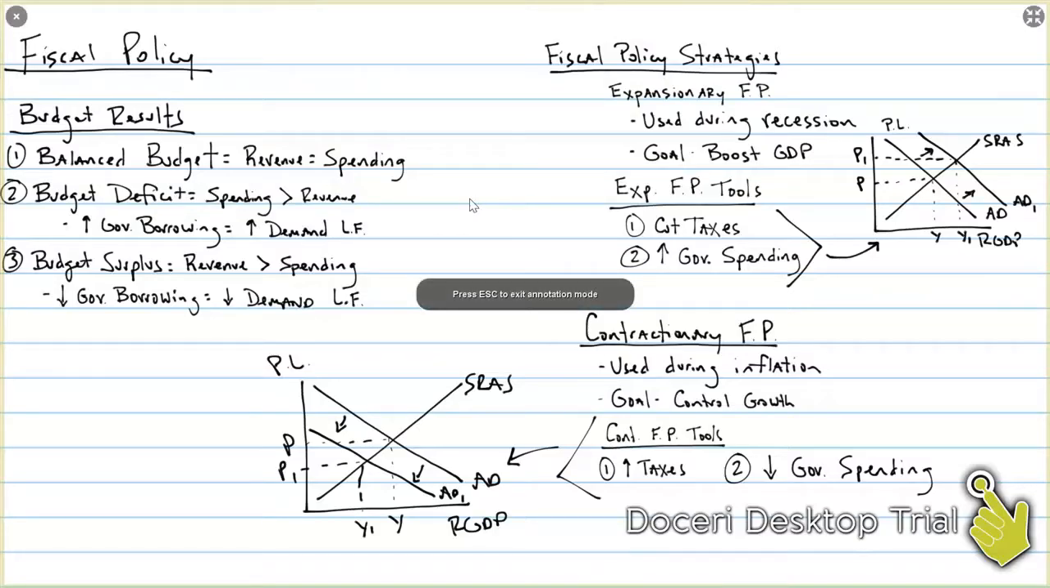Okay, today we're going to talk about fiscal policy. And we're going to start by talking about our government's budget and really budget results. So after the budget is created, we end up with one of three potential budgets.